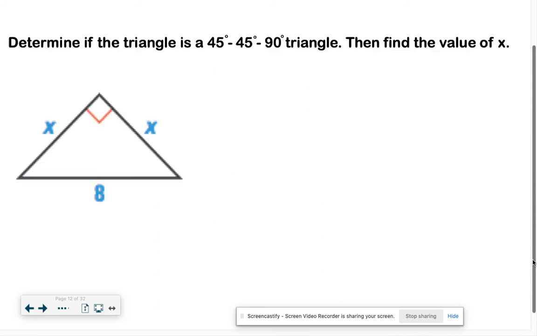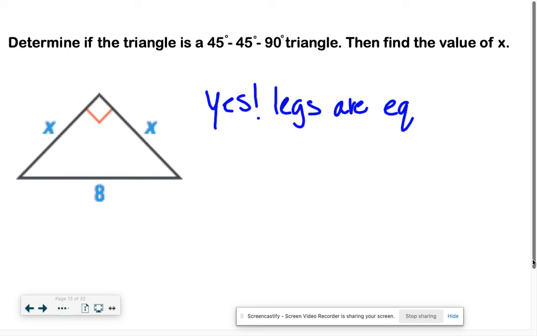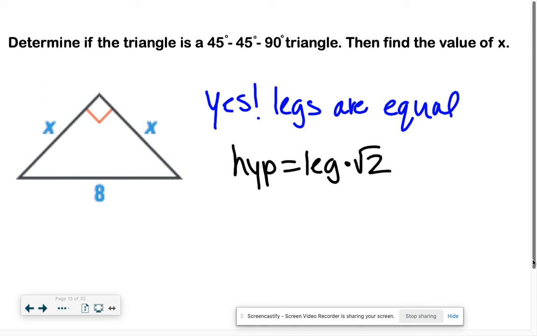Okay, let's try another one. This one, do we have enough info to say that this is a 45, 45, 90? Yes. Why? Because the legs are the same. Yes, legs are equal. And then hypotenuse equals leg times root 2. Okay, I'm gonna write out our formula again, and then we put a equals x.